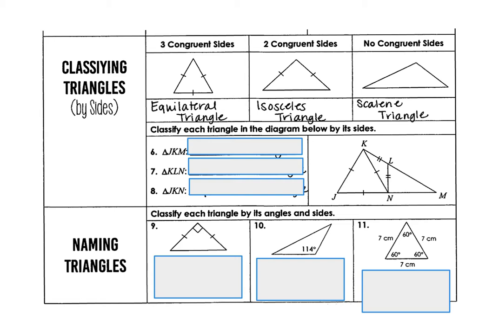And so if you look at this example, they want us to classify by the sides. J, K, M. Well, JK is congruent to JN, KL is congruent to LN, but we don't see anything that makes those congruent to each other. So that particular one there is going to be a scalene triangle.